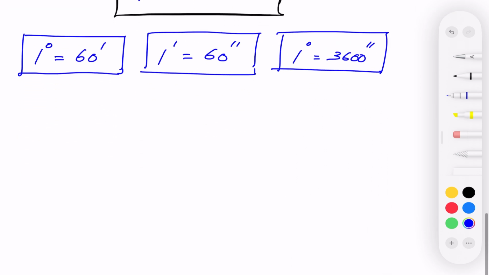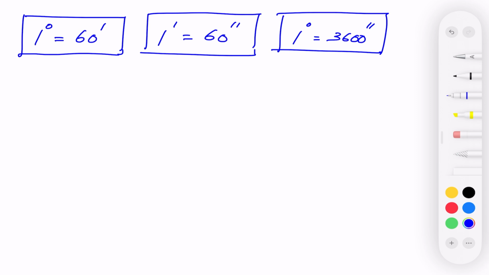Alright, we can use those things and convert a given degree measure with decimals into degrees, minutes, and seconds. And also we can do the backward calculation, which means if we are given degrees, minutes, and seconds, that can be converted back into degrees alone with decimals. Let's do a couple of examples.